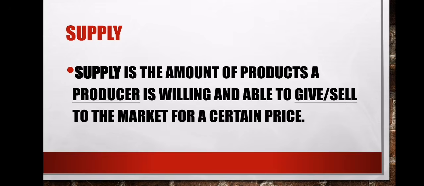A producer is willing to sell or give to the market for a certain price or for a given price. When we're defining demand, we say the amount of products a consumer is willing to buy. Here we're saying the amount of products the producer is willing to give or sell to the market. So master the differences. When you look at the statement in 1.3, you might think it's one and the same thing, but no, it's different. The key part is to take note of the underlined words.